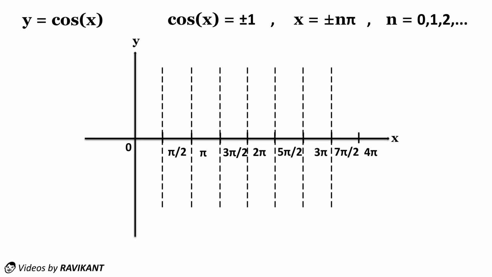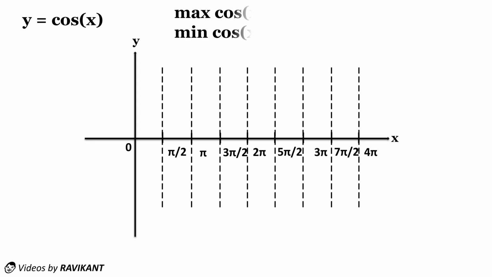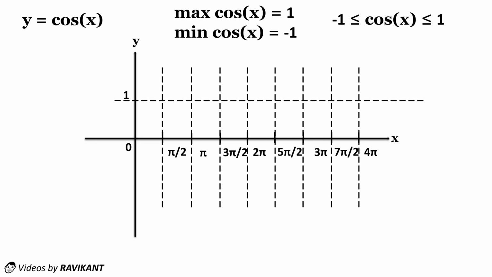As per the following equation, the maximum value of cos is 1 and the minimum value is minus 1. That means the graph will be drawn between these 2 points, minus 1 and 1. So this is 1 on the positive y-axis and this is minus 1 on the negative y-axis. Now let's start to draw the graph.